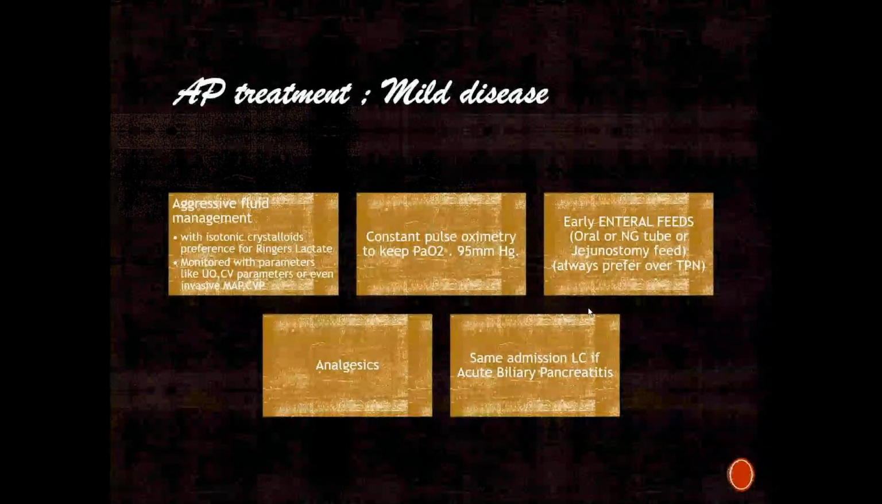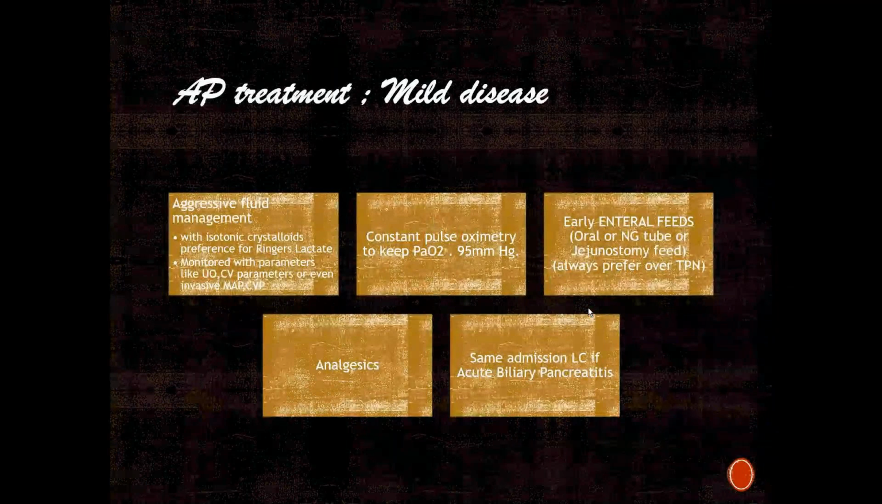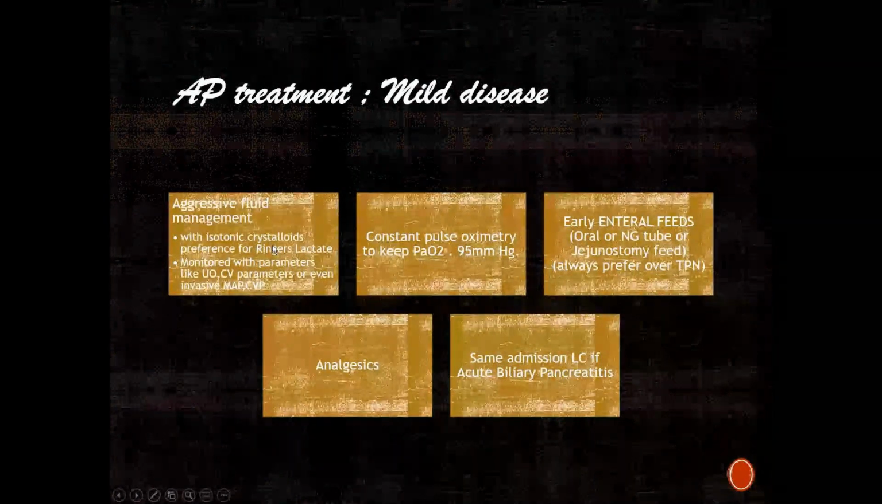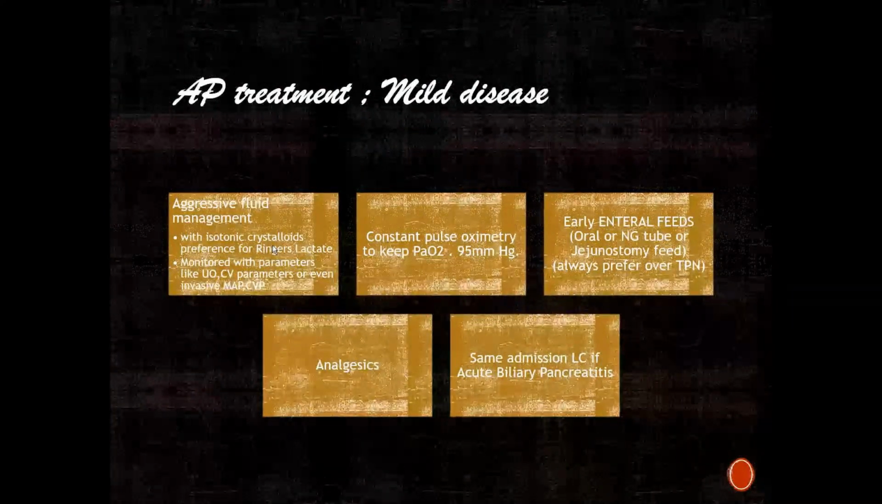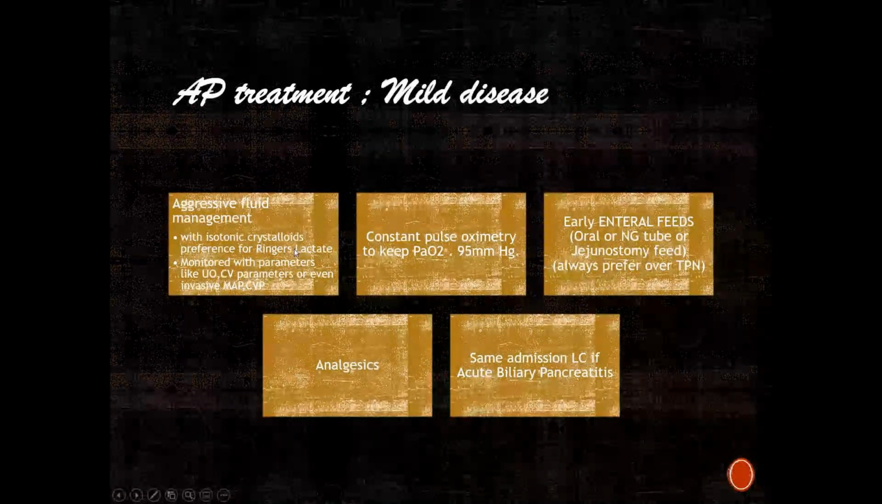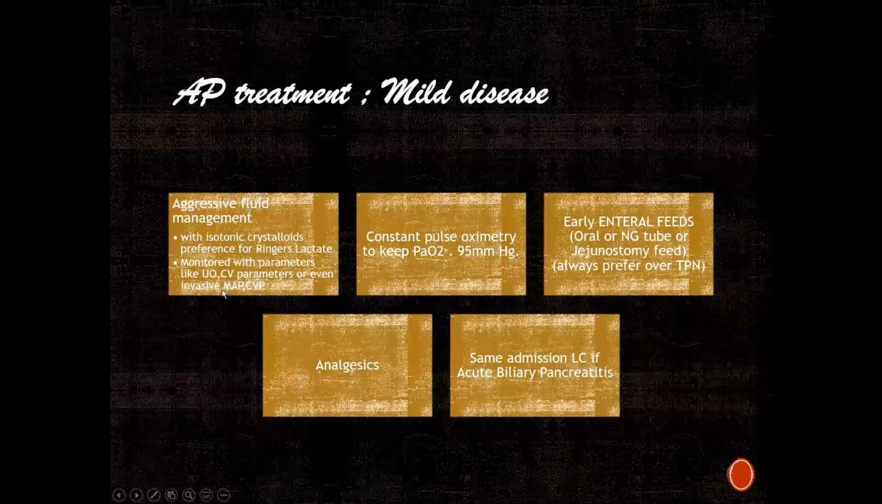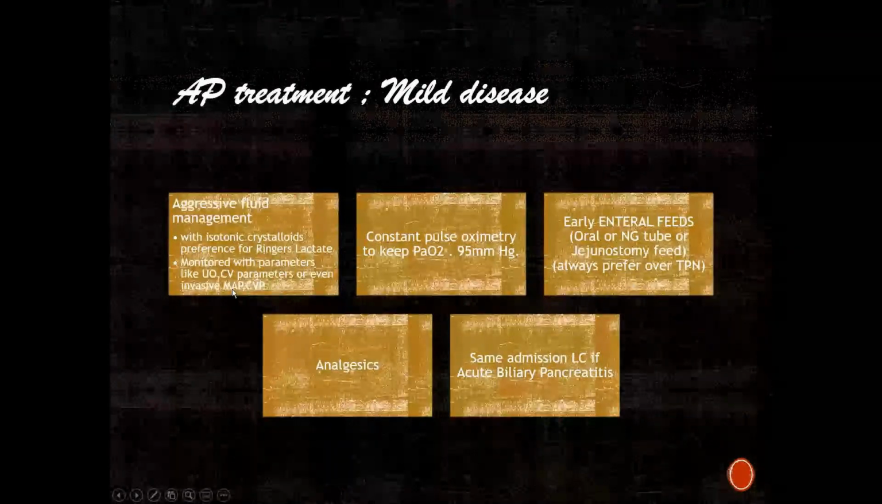Basically mild disease, first week. So what are you looking at? Aggressive fluid management is the primary treatment of all acute pancreatitis, whether it is severe, non-severe, whatever. Primary fluid management with what? Isotonic crystalloids, with preference to Ringer lactate, right? It has to be guided by what? Monitoring with parameters like urine output, the central venous pressure monitor, or even invasive, that is the mean arterial pressure.